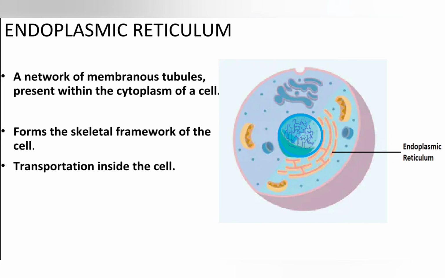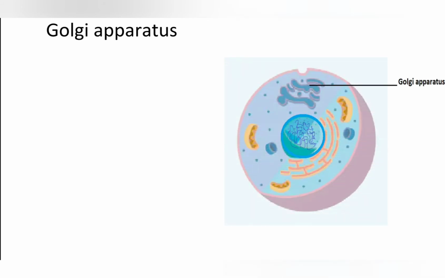But how do the bus and the van travel? They travel via roads, right? So roads are going to connect our house to the school. In the same way, the connecting link inside the cell is endoplasmic reticulum, right? Now the next cell organelle is Golgi apparatus, which is also called Golgi bodies.